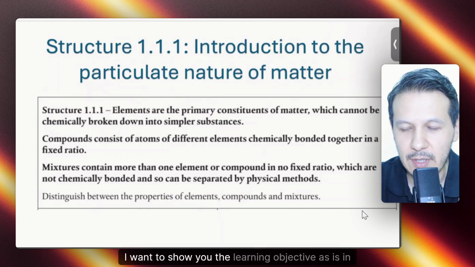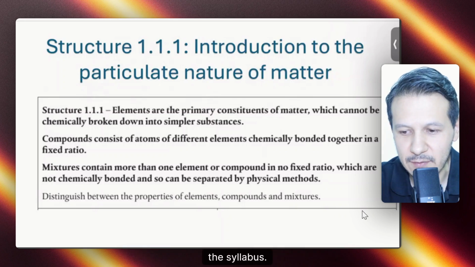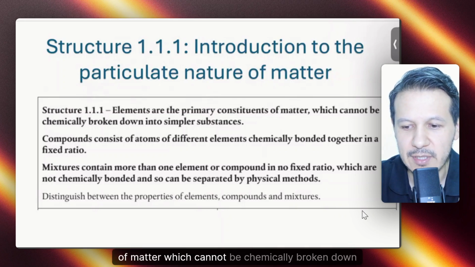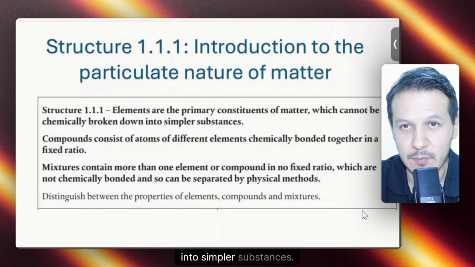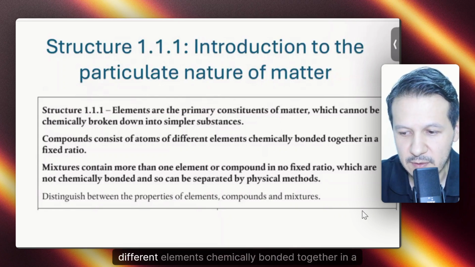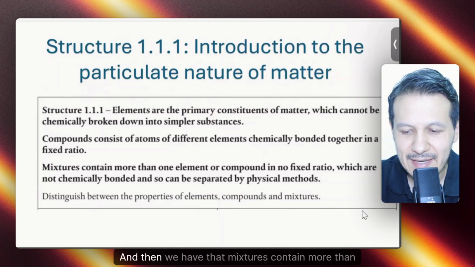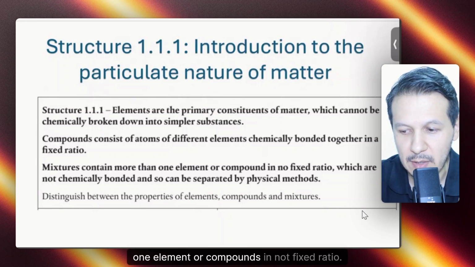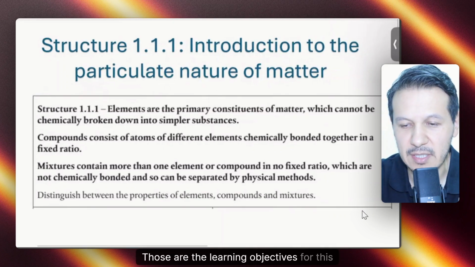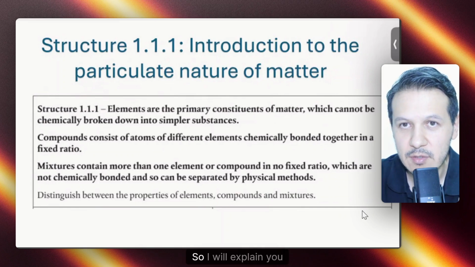I want to show you the learning objective as it is in the syllabus. So it says that elements are primary constituents of matter which cannot be chemically broken down into simpler substances. Then we have that compounds consist of atoms of different elements chemically bonded together in a fixed ratio. And then we have that mixtures contain more than one element or compound in a not fixed ratio. So those are the learning objectives for this particular topic. So I will explain you in detail.